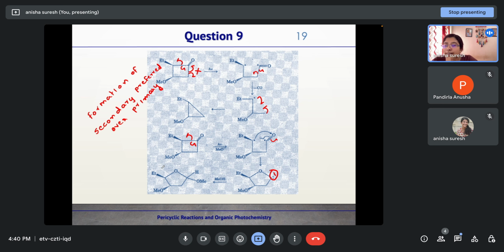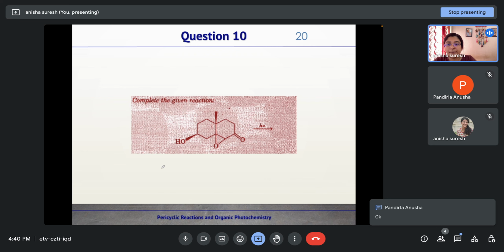But it is clear, right? How ring expansion is taking place and how ring contraction is taking place. That is clear, right? Okay. Now coming to the next question. Complete the given reaction. So, what will be the reaction that is taking place here?